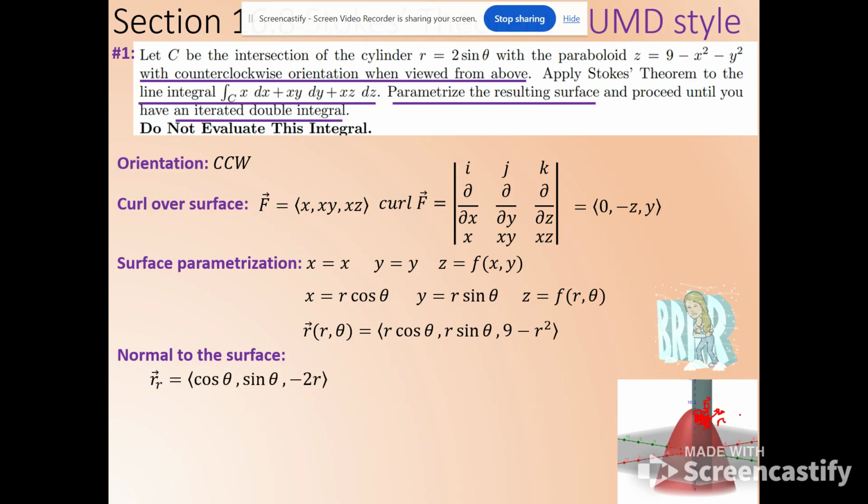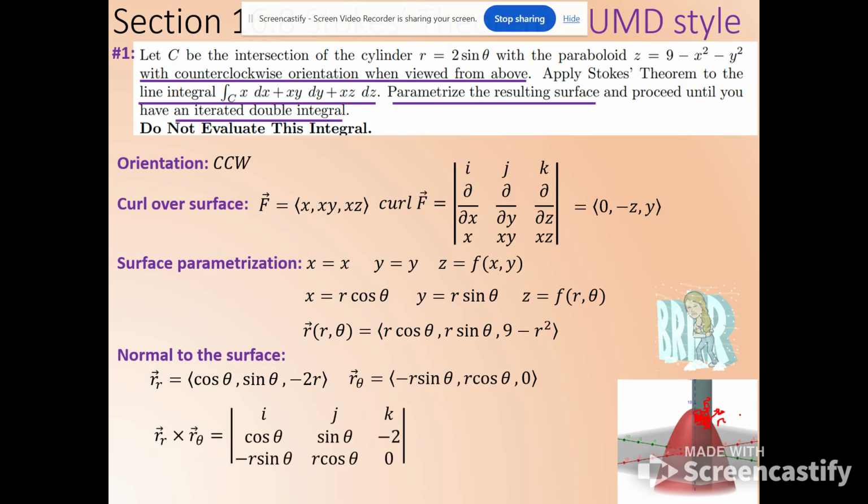So partial r with respect to r, partial r with respect to theta. Here's my normal, the cross product of those two, right? In that plane, I'm going to get a perpendicular vector that nails it down to the surface. And there's my cross product.